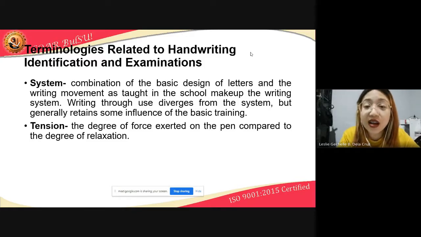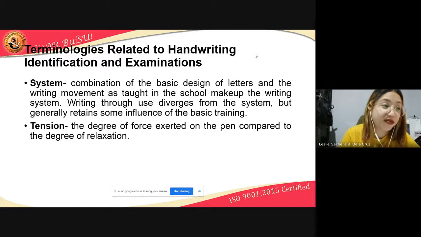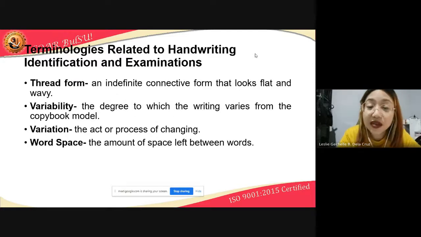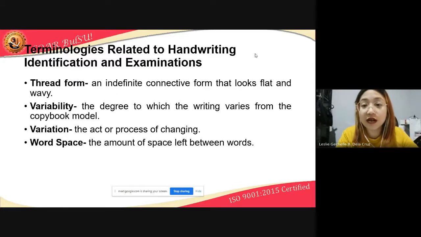Tension. The degree of force exerted on the pen compared to the degree of relaxation. Kung papaano mo hawakan yung ballpen, kung gaano kahigpit ang hawak mo sa ballpen, then that is your tension. Thread form. An indefinite connective form that looks flat and wavy. Yung sulat ng matatanda o kaya yung sulat ng mga doktor, medyo thready na. Thready ang dating na thread form.